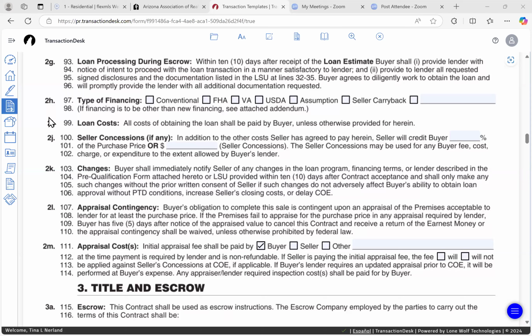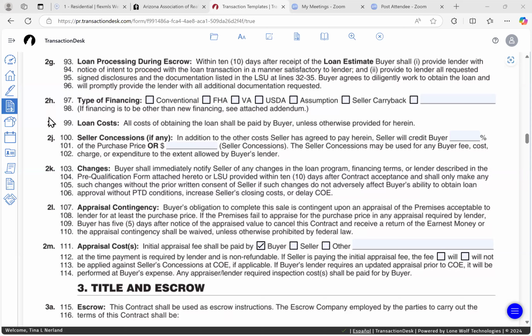If seller is paying the initial appraisal fee, the fee will or will not be applied against the seller's concessions at close of escrow. So that's basically meaning the buyer is reimbursing the seller for paying for it. Maybe the buyer doesn't have the extra funds, something like that. If buyer's lender requires an updated appraisal prior to close of escrow, it will be performed at the buyer's expense. Any appraiser lender required inspection costs shall be paid for by the buyer.